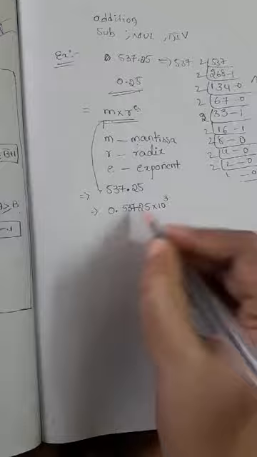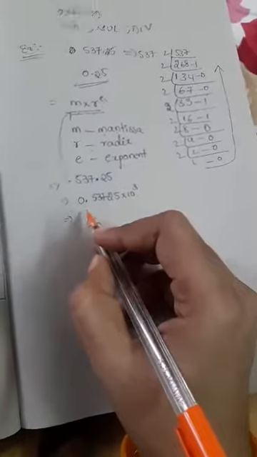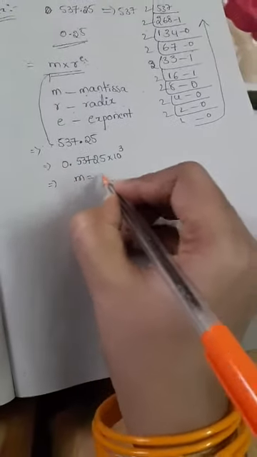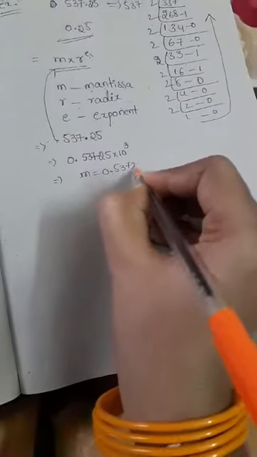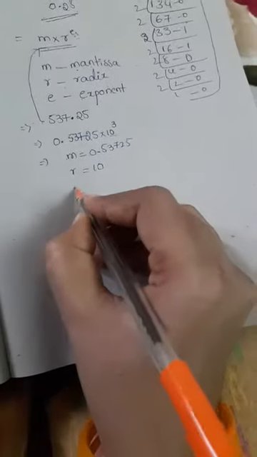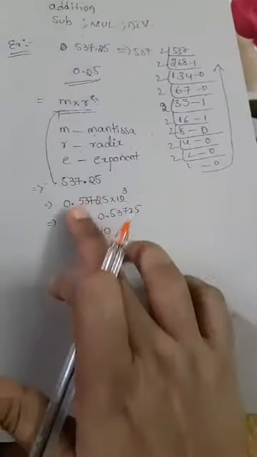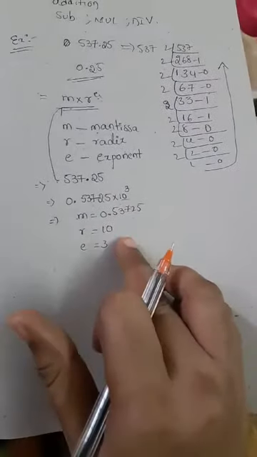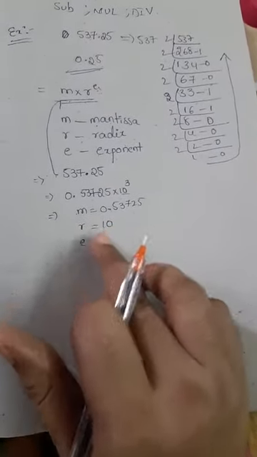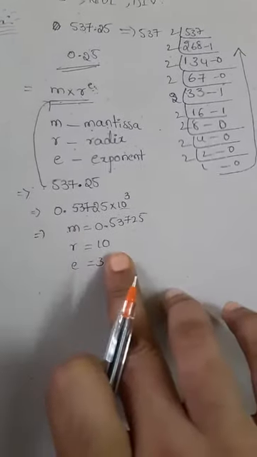Now what is m, what is r, and what is e? m is the mantissa, which here is 0.53725. r is the radix, which here is 10, and the exponent is 3. Radix is the base of the power, and exponent is how much power it consists of.